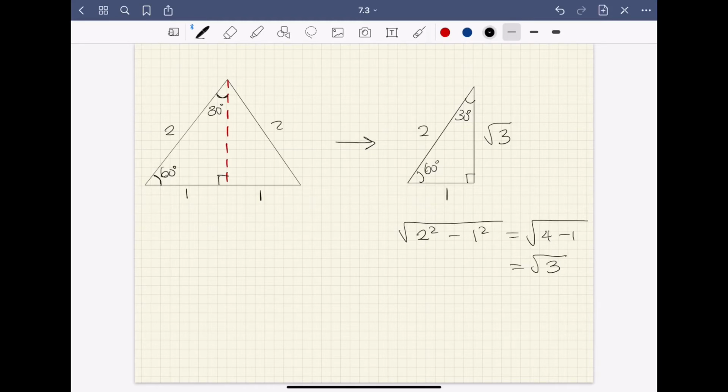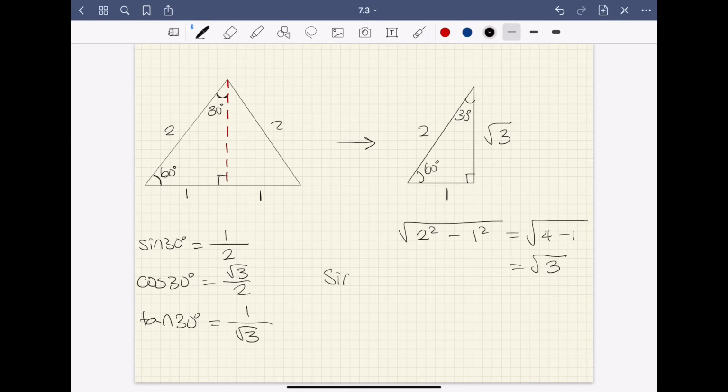Okay. Now let's consider the 3 trig ratios for the 30-degree angle and for the 60-degree angle. So let's do maybe the 30-degree angle first. Sine 30 is equal to opposite over hypotenuse, that's 1 over 2. Cos 30 degrees is equal to adjacent over hypotenuse, so that's root 3 over 2. And tangent 30 degrees is equal to opposite over adjacent, that's 1 over root 3.